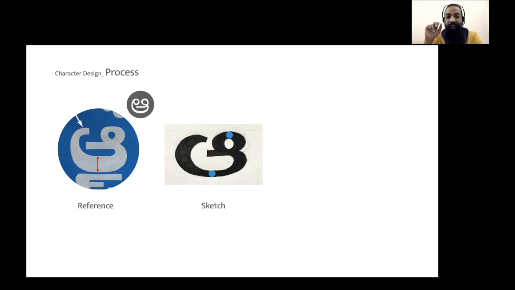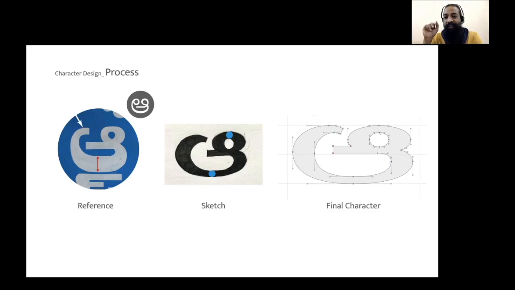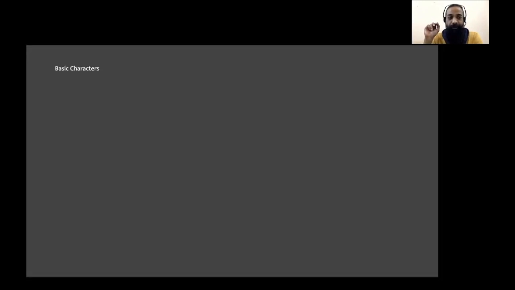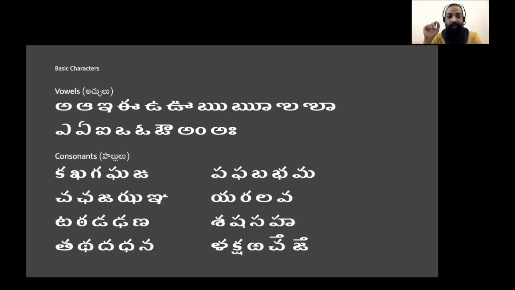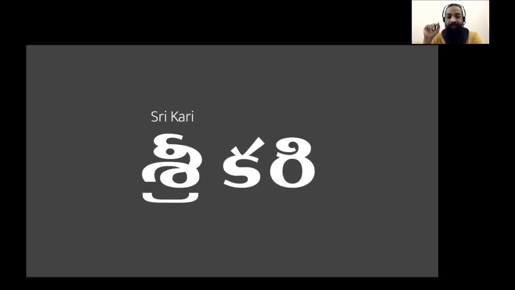This is what I tried to achieve. When I was okay with the sketch, I scanned it and then traced it in FontLab. This is a final character. Later on I designed the other characters also, vowels and consonants. I named it Sri-Kari. Kari means elephant, and since this is wider and has a very heavy stroke thickness, I thought it would be appropriate to name it after the elephant. This particular typeface has 1227 glyphs in it.